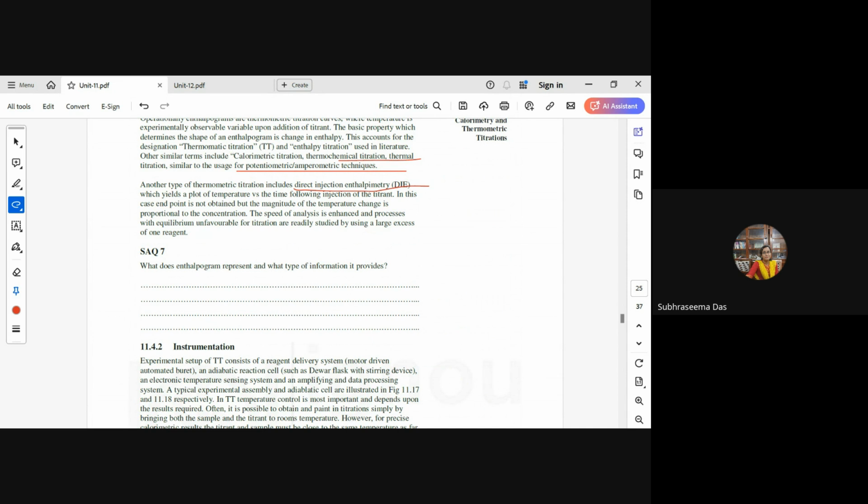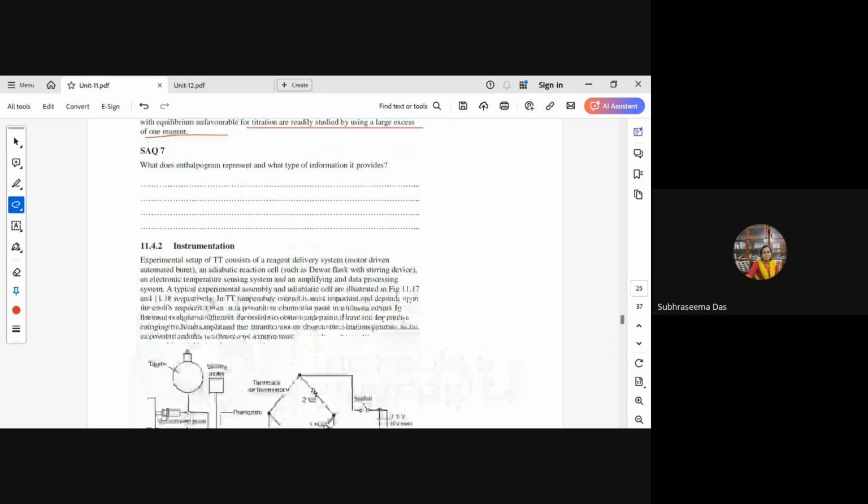In this case the endpoint is not obtained, but the magnitude of the temperature change is proportional to the concentration. The speed of analysis is enhanced, and processes with equilibrium unfavorable for titration are studied by using a large excess of one of the reagents.